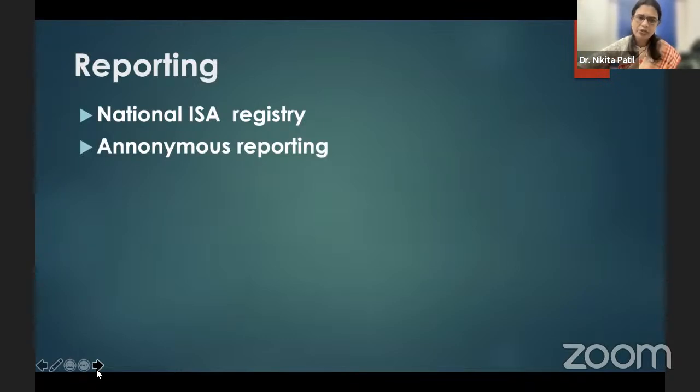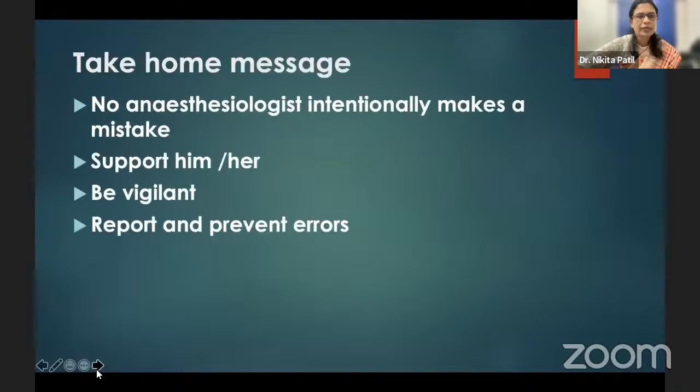Your drug errors you are reporting, so that mistakes should not be done by others, so that it is a guideline and a preventive measure. Also, the data is collected from private practice. So the ISA National Registry is a very good option that has come to us lately.